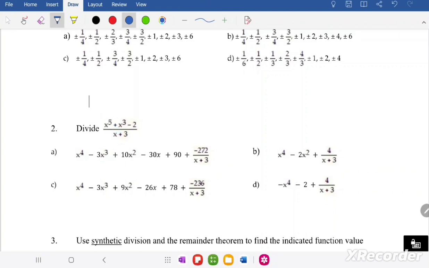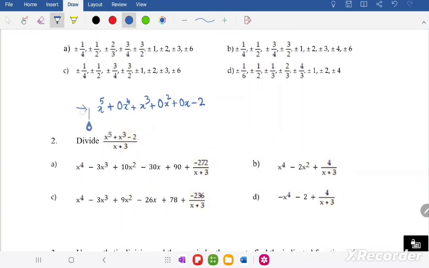So, in other words, x to the 5th plus x cubed minus 2 should be written, to bring out the missing terms, as x to the 5th plus 0 x to the 4th plus x cubed plus 0 x squared plus 0x minus 2. That's going to be the numerator of this division.